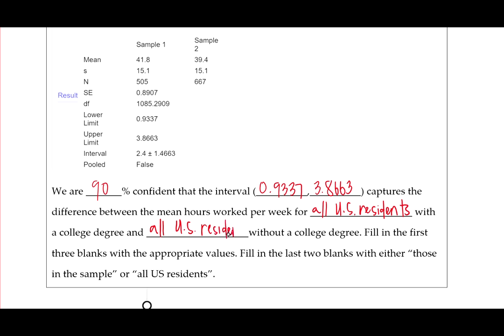So let's read this entire interpretation. We are 90% confident that the interval from 0.9337 to 3.8663 captures the difference between the mean hours worked per week for all U.S. residents with a college degree and all U.S. residents without a college degree.